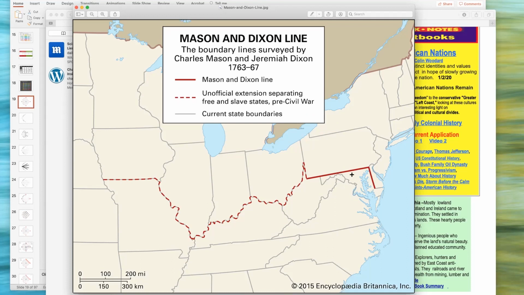Maryland is a very strange shape. It is. Well, because look right here. Can you actually drive to this little piece of Maryland without going through Virginia, or rather West Virginia? I've never driven that, so I don't know.